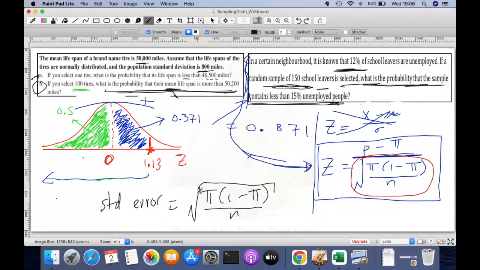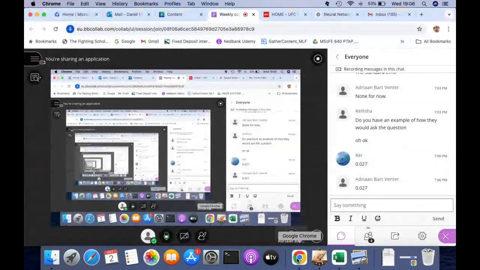Just to check that you can work this out, here's your pi value. Pi is 12%, it's in the question, and your n is 150. I have the answer already, but give it a shot. Plug the values into this formula and see what you get. Yes, 0.027. Very good.